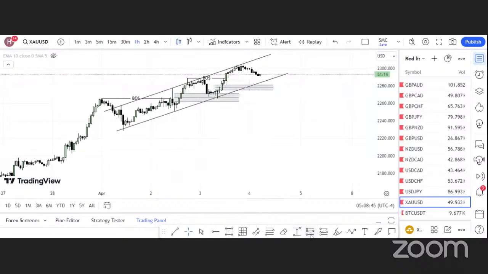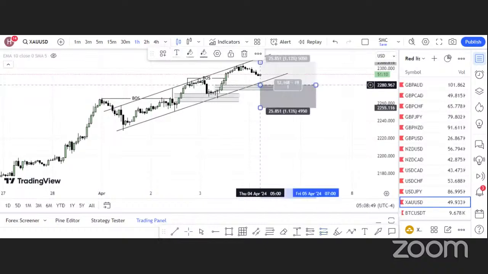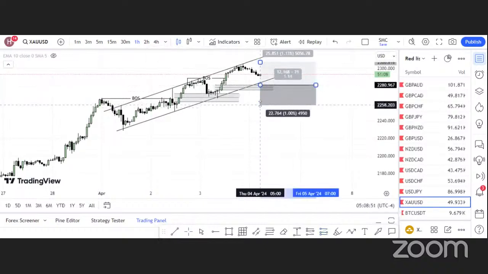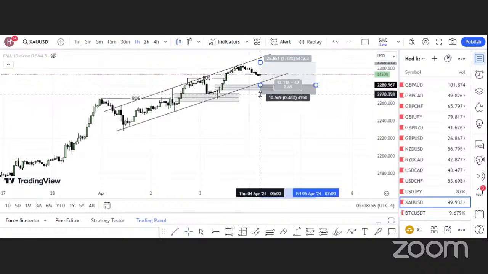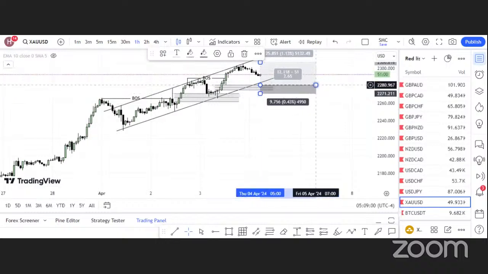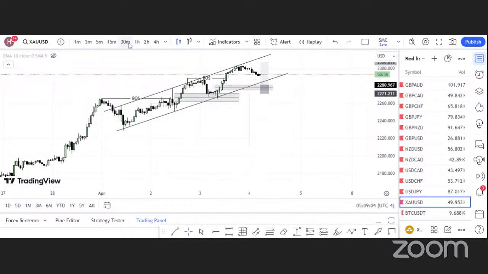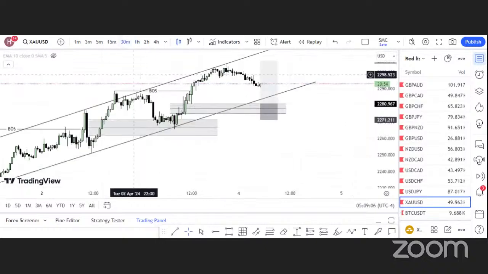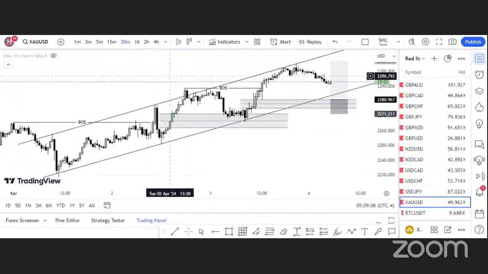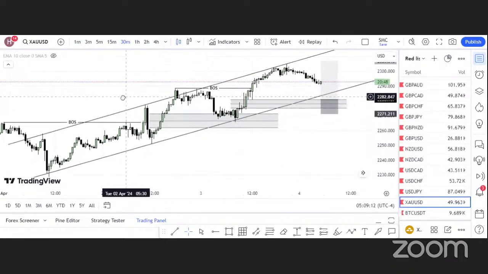So my entry would be here. This would be my entry. This would be my stop loss. See? So look at my analysis. Easy and simple, right?